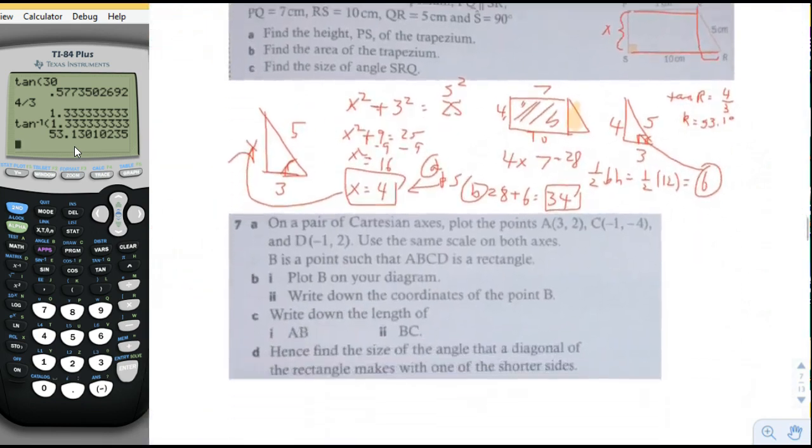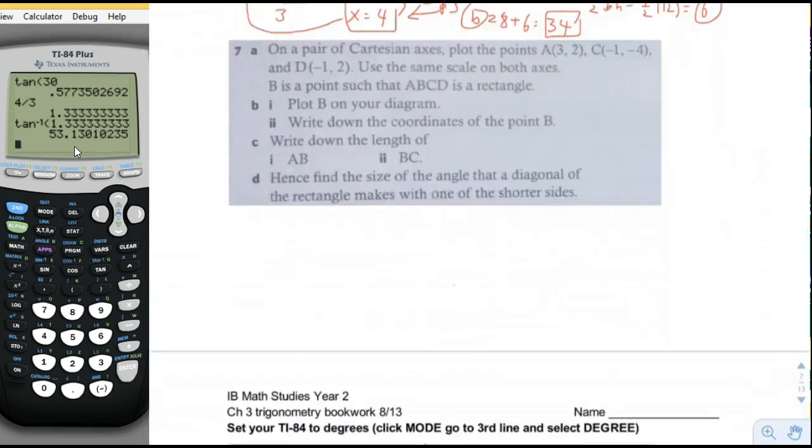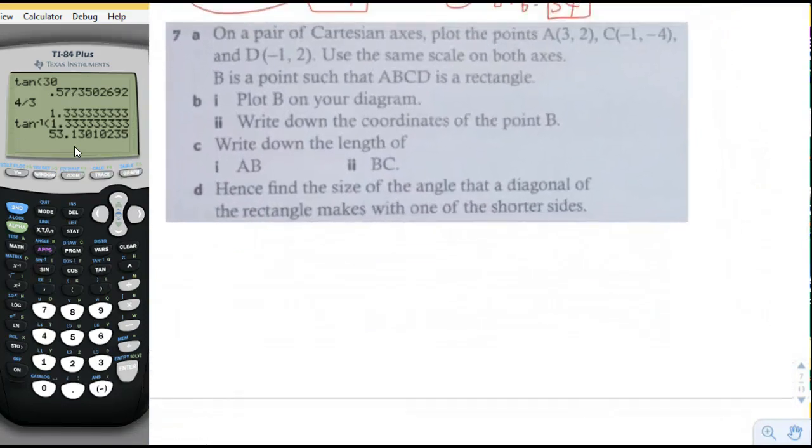Number 7. On a pair of Cartesian axes, plot the points 3, 2, -1, -4, and -1, 2. Use the same scale on both axes. B is a point such that ABCD is a rectangle. Okay. Let's see. I would put it about there. Let's see. Okay. So put 1, 2, 3, 4, 1, 2, 3, 4, 1, 2, 3, 4.